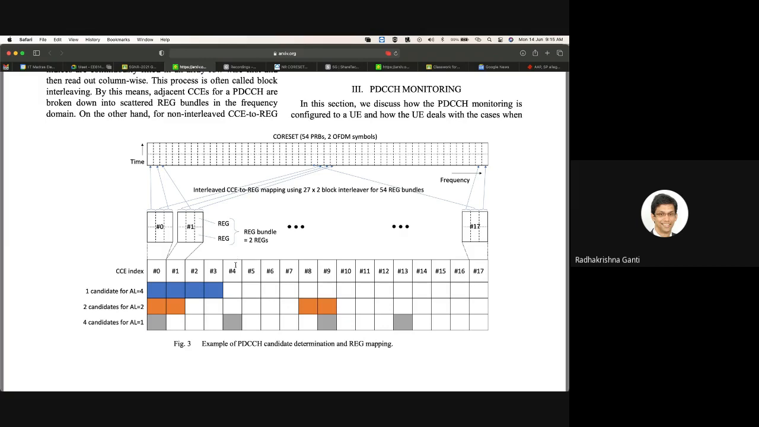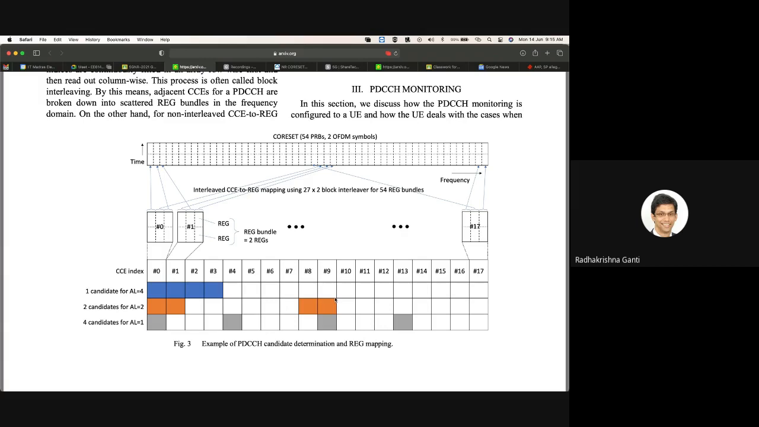It will monitor the starting index number 4 for aggregation level 1. Index 8, it will monitor for aggregation level 2. Index 9, it will monitor for aggregation level 1. Index 13, it will monitor for aggregation level 1. Okay, so these are the only things it will monitor. It will not go on blindly decoding every CCE and then say, okay, should I decode aggregation level 4, aggregation level 2, and other things.